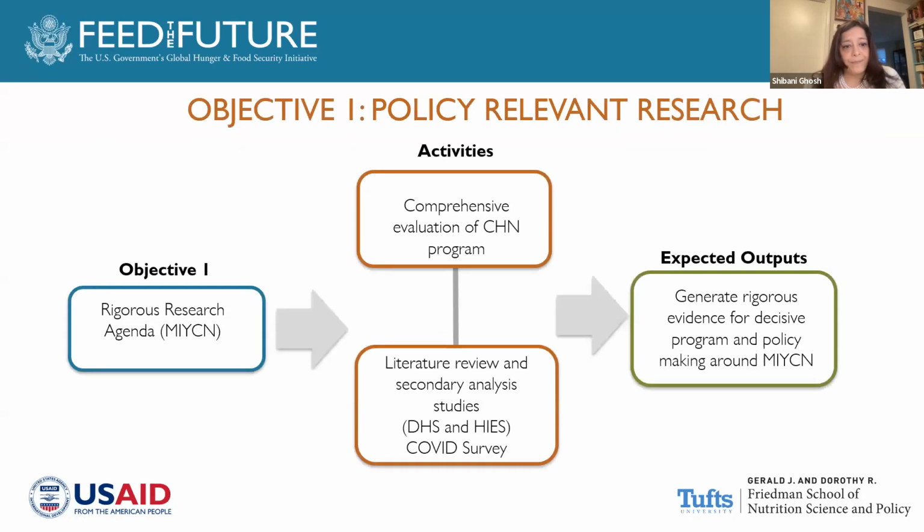Next slide, please. So I'm just going to briefly go into each of the objectives. The first objective is really conducting policy relevant research, and we have different components to the policy relevant research. And I will give you one example of how we are working around programs such as CHN and understanding how programs such as CHN function in supporting optimal health and nutrition in this population. So if you go to the next slide, please.